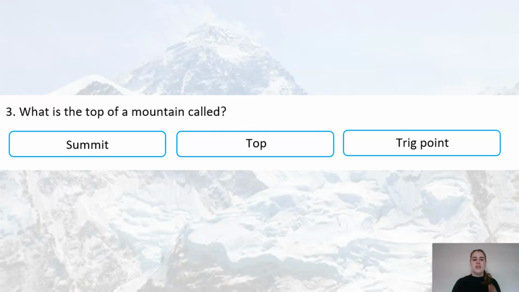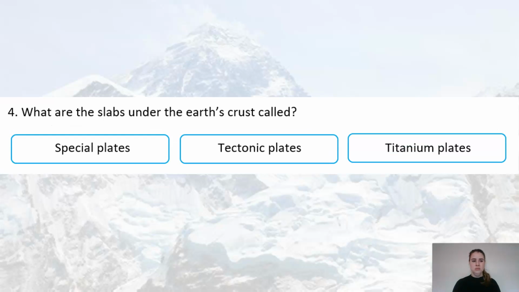Number 3. What is the top of a mountain called? We always call it a mountain peak, but there's a proper word for it. Do we call it the summit? The top? Or the trig point? Pause the video. Can you circle or tick the correct answer? The correct answer is summit. The summit is that very top part of the mountain, the highest point. So yes, it is the top, but we call it the summit, and the trig point is something slightly different, which will come up in one of our next questions.